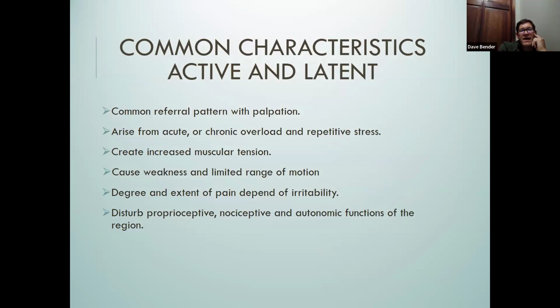Some common characteristics of active and latent trigger points. They'll talk about common referral patterns with palpation. This has been mapped out pretty simply by Travell and Simons, who were the classic ones who looked at their manual and did it. And again, in later modules we're going to go over this a bit more. You're going to see a rise in acute or chronic overload and repetitive stress, and that's what we talked about.